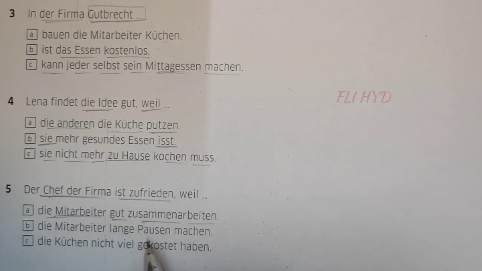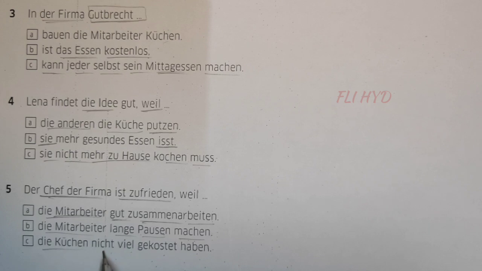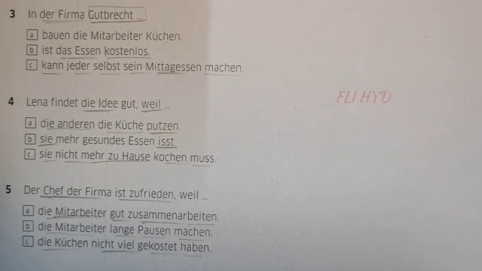The Mitarbeiter lange Pausen machen. So the employees are making long breaks. The Küchen nicht viel gekostet haben. The kitchens have costed nicht viel, not much. So these are all the 5 questions, and we have to identify the correct answer from the given text.